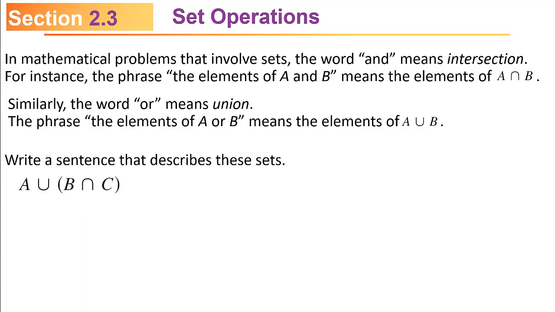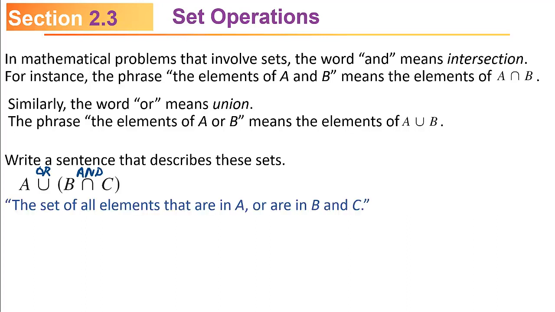Notice the parentheses. You have to work with order of operations. The parentheses says to do the intersection first. So you're going to intersect B and C at some point. The union symbol means "or." The intersection symbol means "and." So we would read this: the set of all elements that are in A or are in B and C.